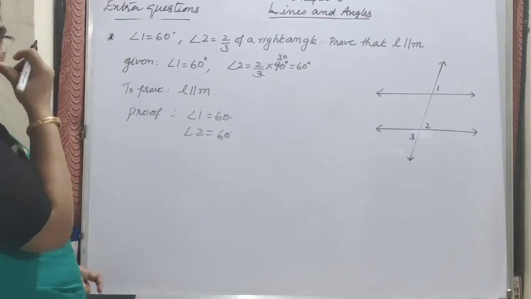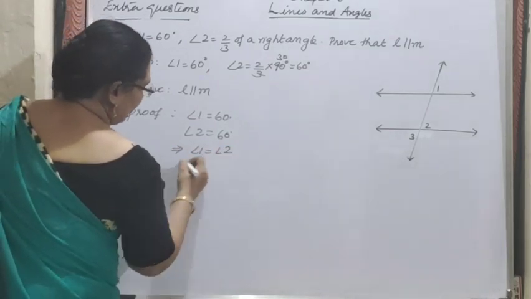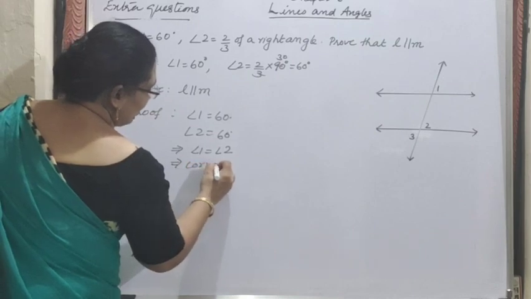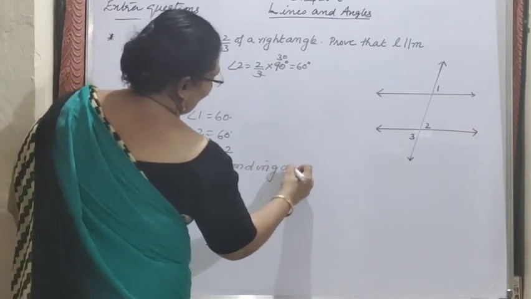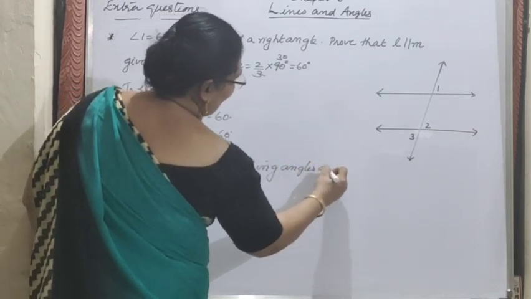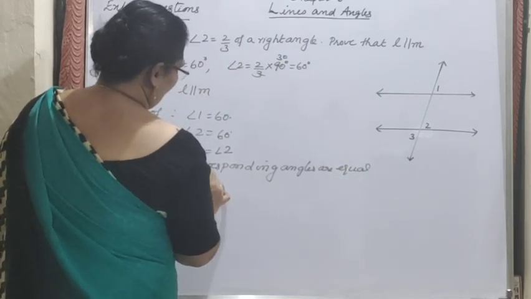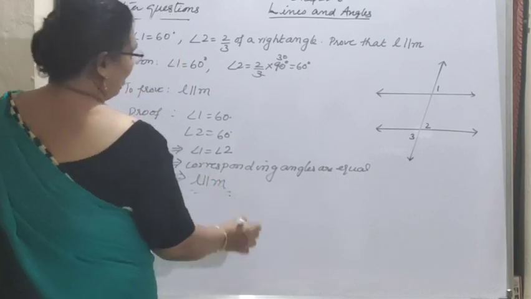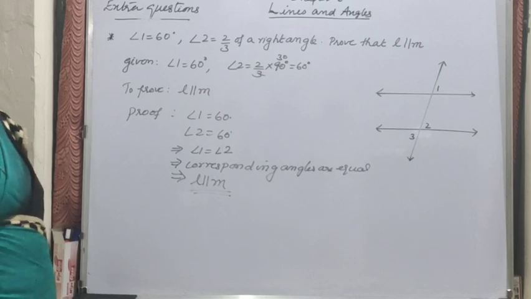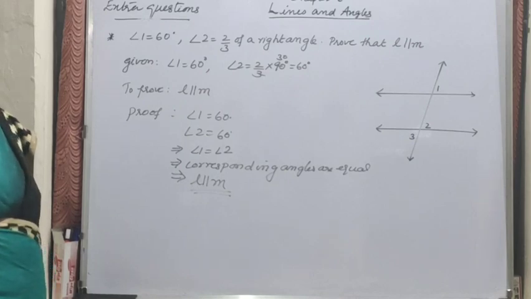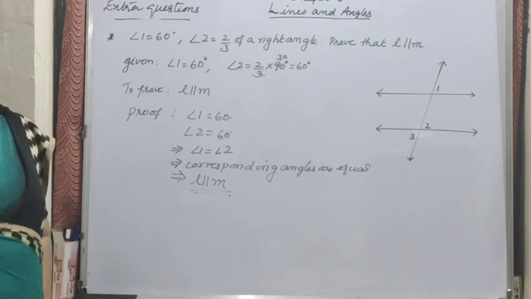So both are corresponding angles only. This shows that angle 1 equal to angle 2. Corresponding angles are equal. Therefore the given lines are parallel. Which are they? L parallel to M only. So simple question, we have to prove using the corresponding angles are equal property. Just calculate the given questions. So we have proved the theorem.